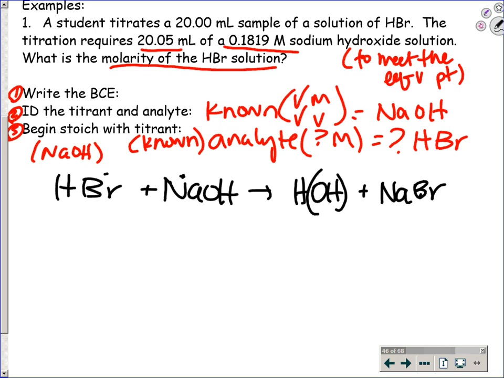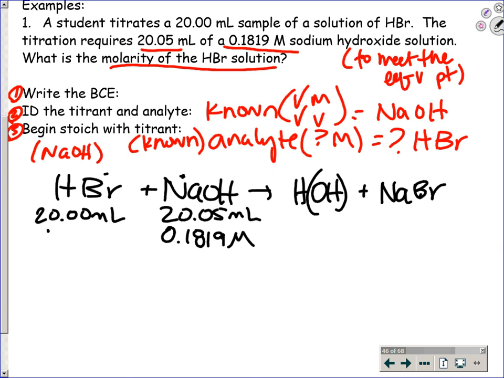Two, I'm going to write down beneath each of these the known data points. So what do we know about NaOH from the question? It's 20.05 mL. Follow what I'm doing here because I promise this will help you a lot on the next sequential examples. And what else do we know about it? It has a 0.1819 molar concentration. What do we know about HBr? It's 20 milliliters, and we don't know the concentration. We don't know the molarity.